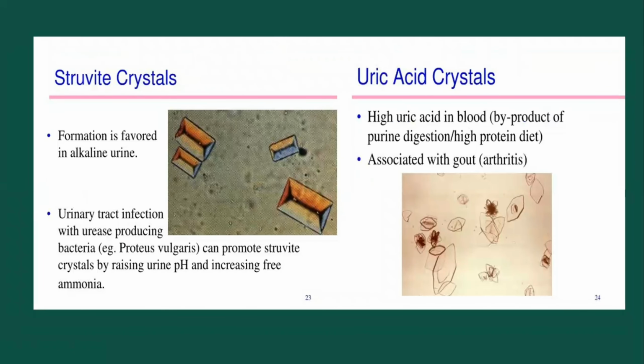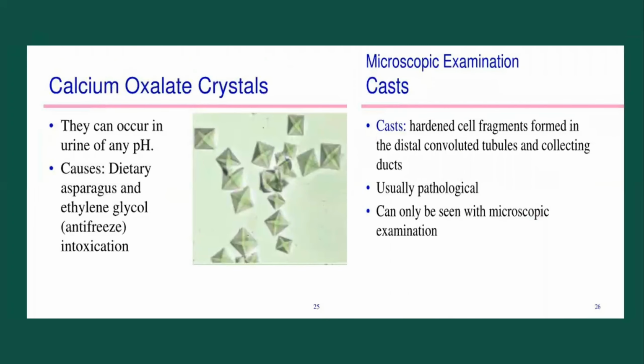Struvite crystal formation is favored in alkaline urine. UTI with urease-producing bacteria like Proteus vulgaris can promote struvite crystals by raising the urine pH and increasing free ammonia. Uric acid crystals: high uric acid in the blood, a byproduct of purine digestion or high protein diet, associated with gout. Calcium oxalate crystals can occur in urine of any pH, with causes including dietary asparagus and ethyl alcohol intoxication.